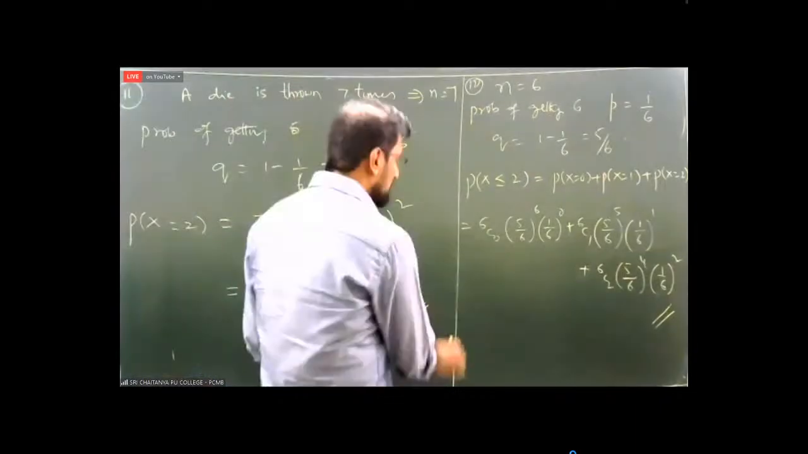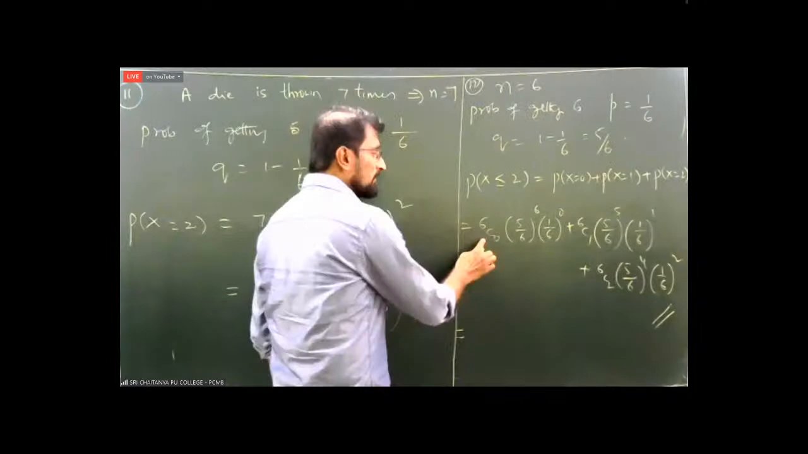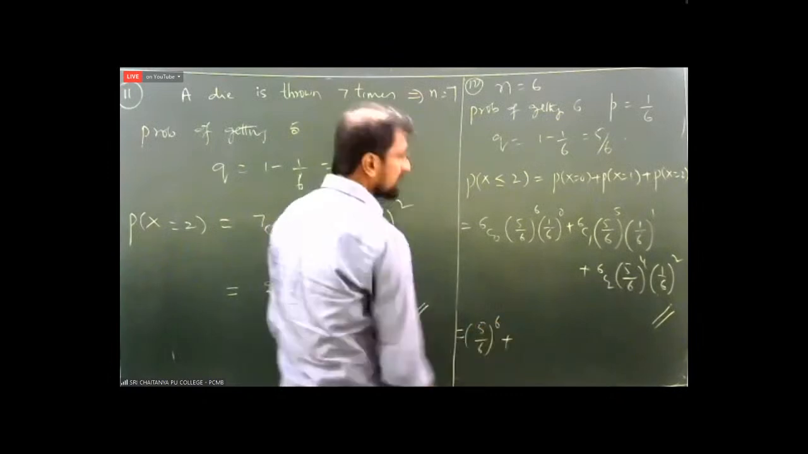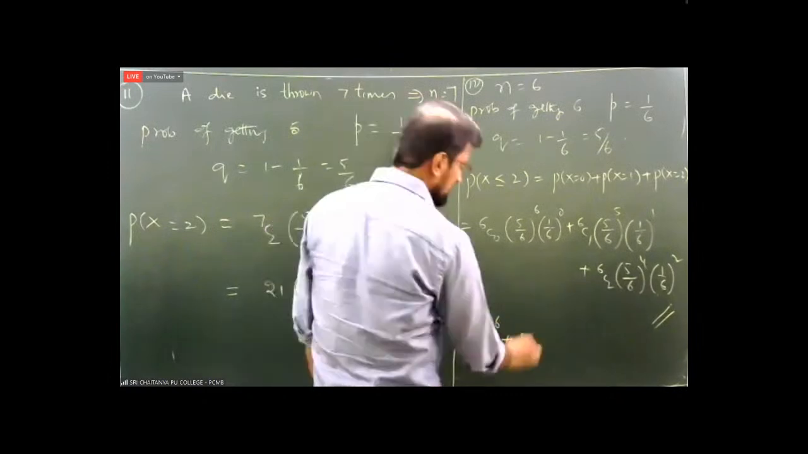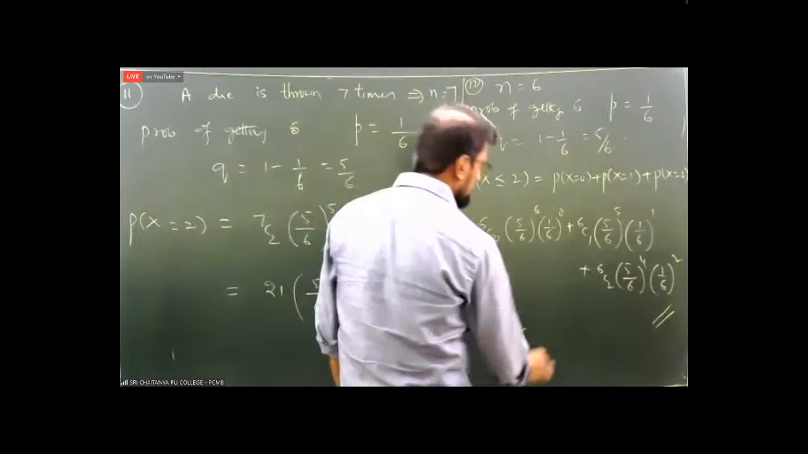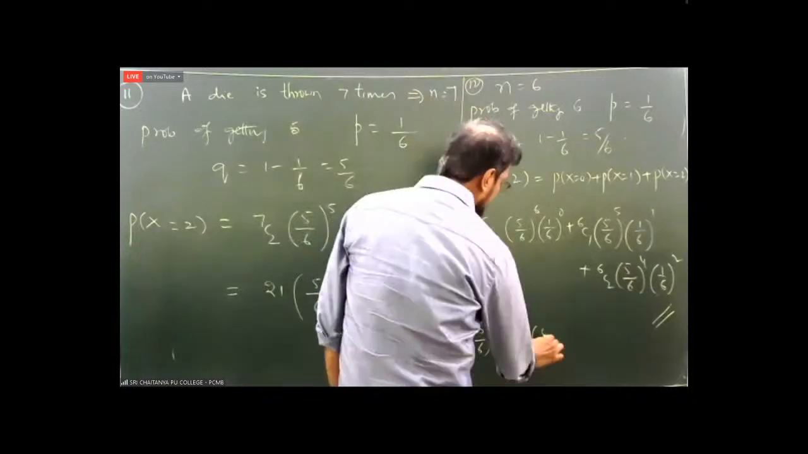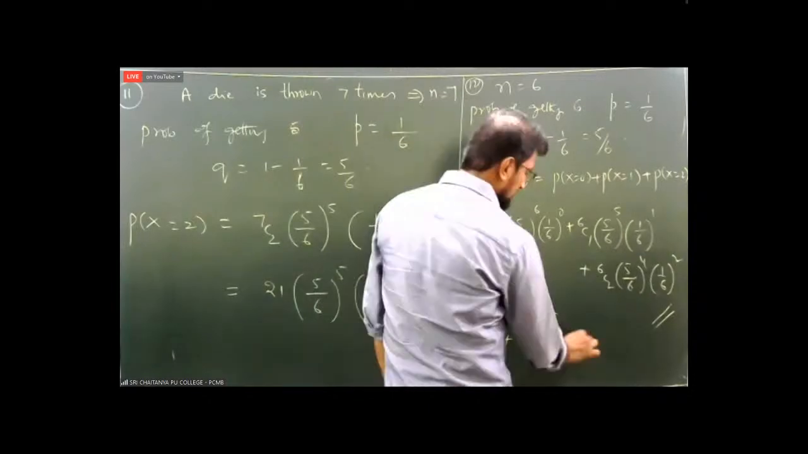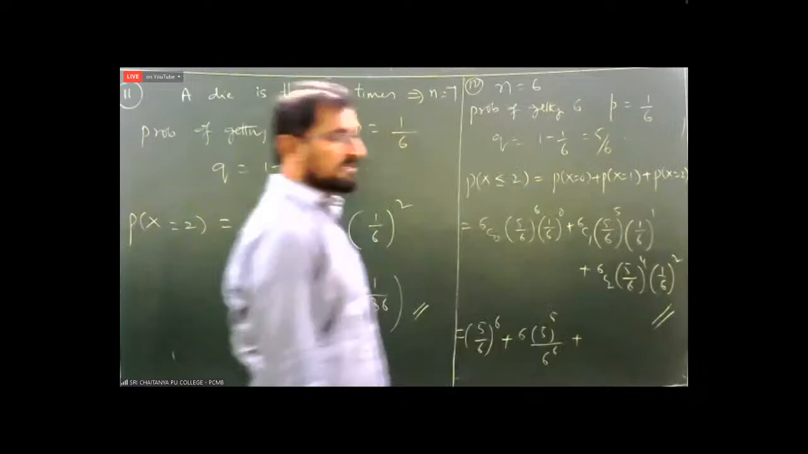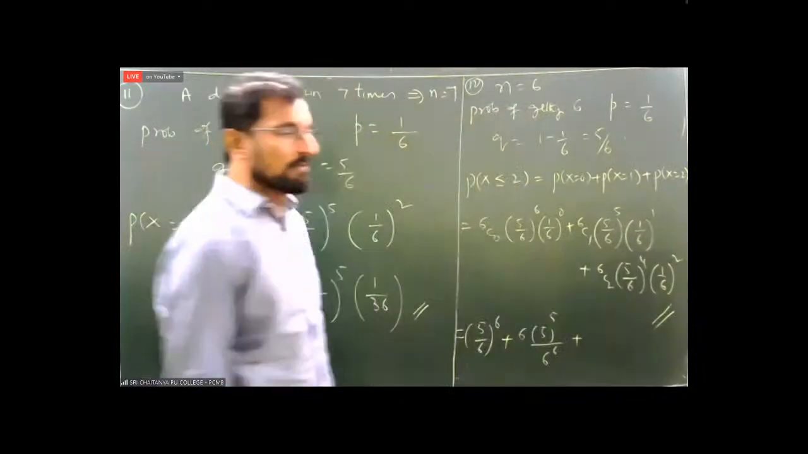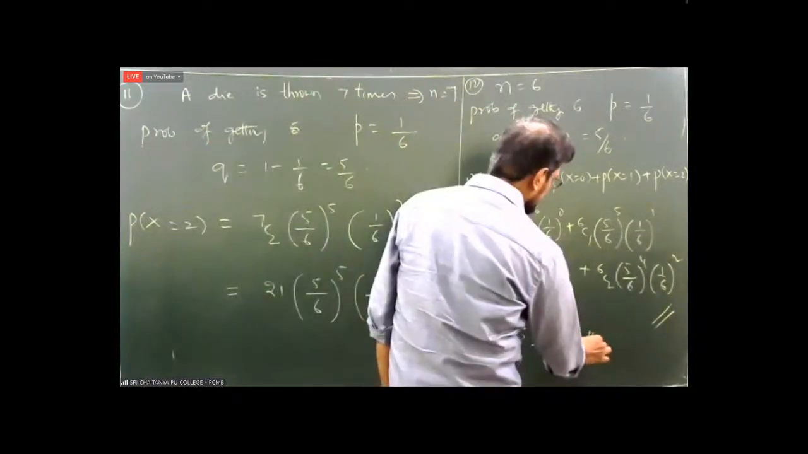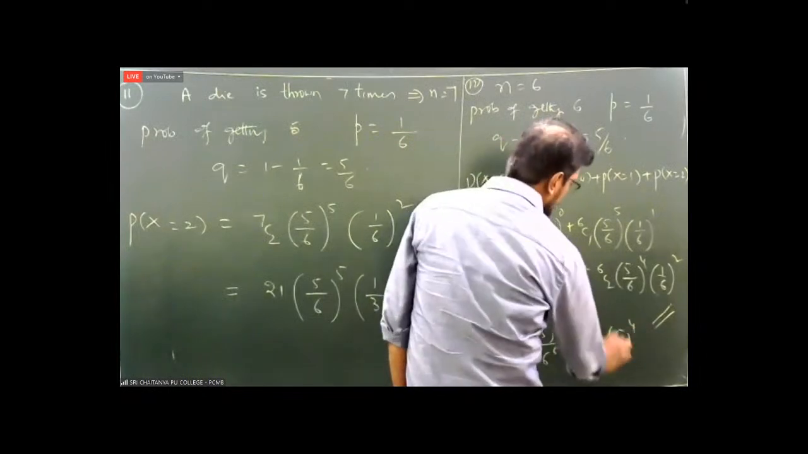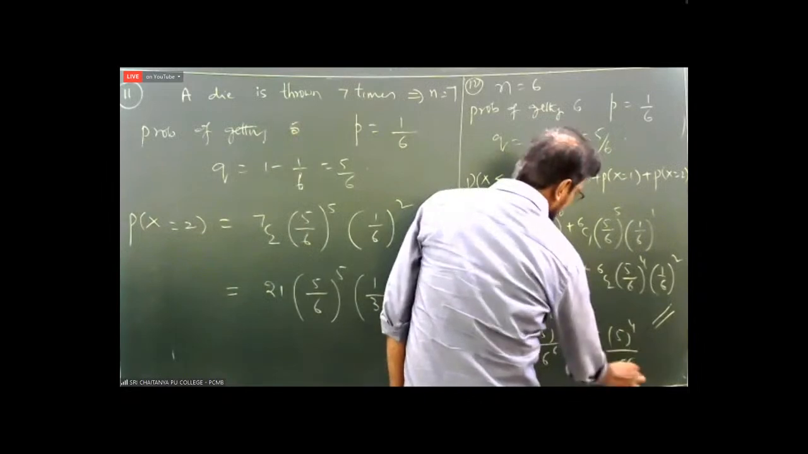6C0 value is equal to 1. That means you are going to get 5 by 6 to the power of 6, plus 6C1 is equal to 6 into 5 to the power of 5 by 6 to the power of 6, plus 6C2 value, 6 into 5 by 1 into 2, 15, into 5 to the power of 4 by 6 to the power of 6.